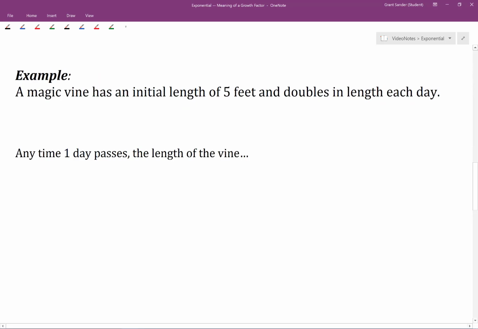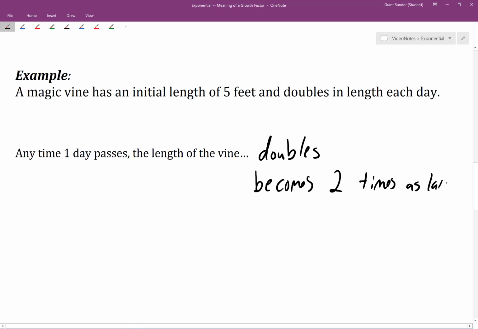Consider the following example. A magic vine has an initial length of 5 feet and doubles in length each day. So anytime one day passes, the length of the vine doubles. And doubling is the same thing as the length of the vine becoming 2 times as large. So anytime one day passes, the length of the vine becomes 2 times as large.